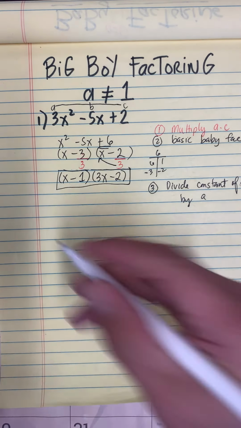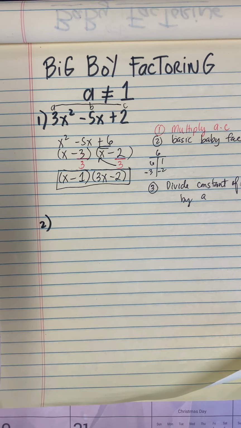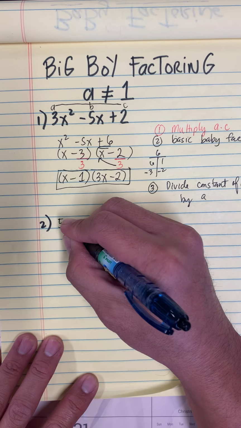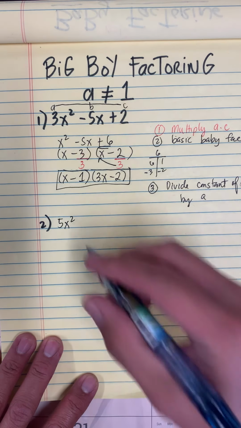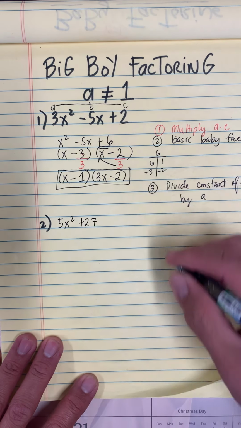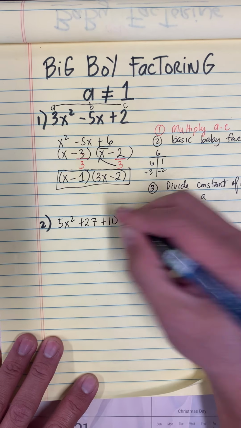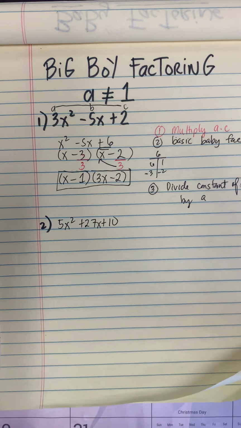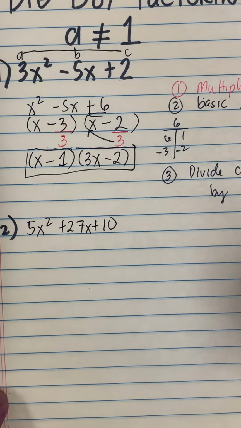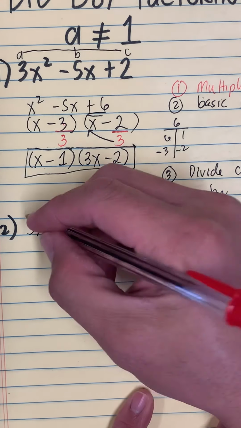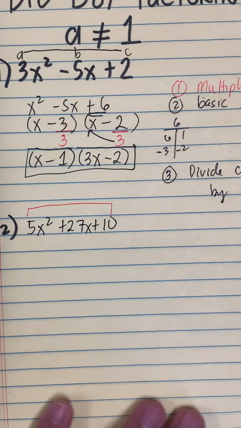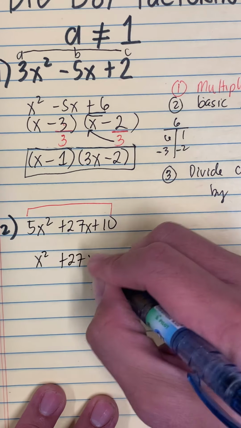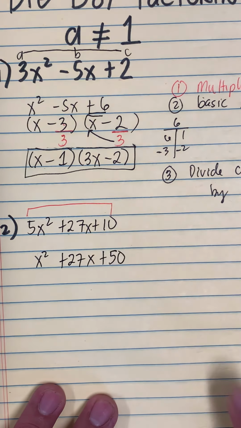One more. Number 2: 5x squared plus 27x plus 10. Okay? Again, what do we do first? We multiply 5 and 10. That makes our problem x squared plus 27x plus 50.